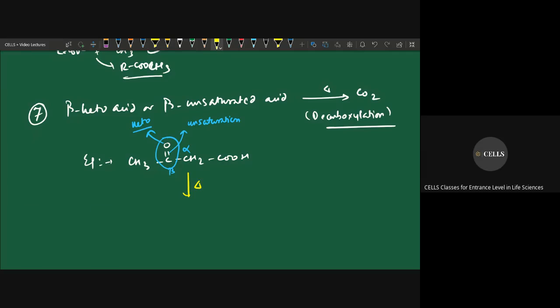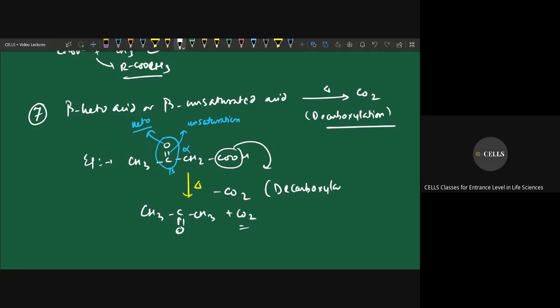So if we heat it, what will happen? There will be a decarboxylation. So this will be moved out. Minus CO2 will be there and it will be CH3COCH3. In this way also we can convert a beta keto acid to a ketone. This is plus CO2. So this is a decarboxylation, and the carbon number is decreased by 1. It is a step down process.